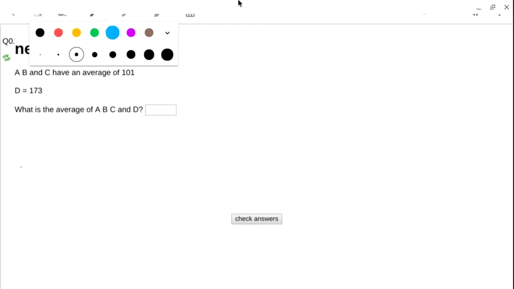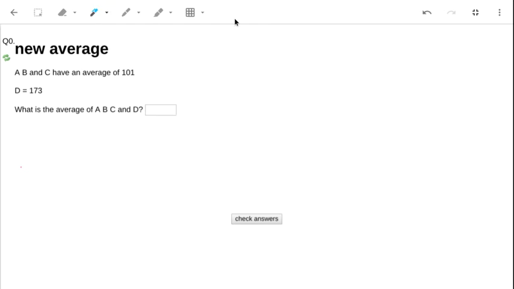Hi, this is a nice question about averages. When I have three numbers and I'm given the average of those three numbers, what happens when I introduce a fourth number? Okay, let's start with one method I'm going to talk about first, which is fairly straightforward.